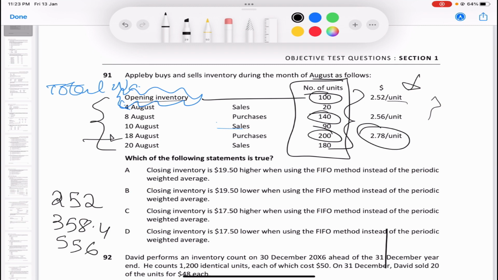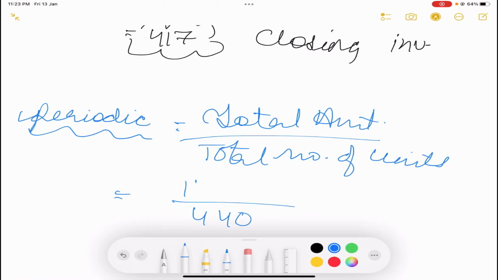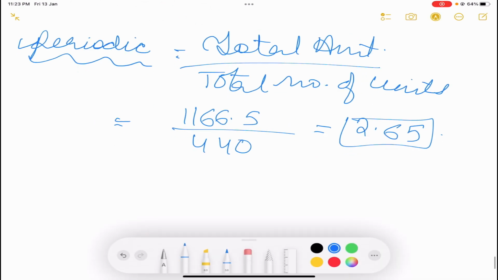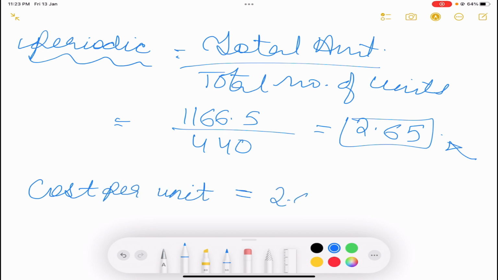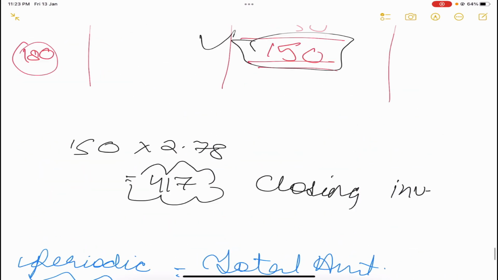Now try adding it. 556 plus 358.4 plus 252. This will give me 1166.4. Okay, so now if we divide this, we will be getting 2.65. So if you recall, what did you get by using the periodic method? You get the cost per unit. So your cost per unit is $2.65.